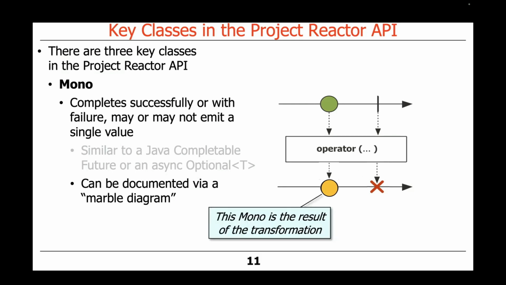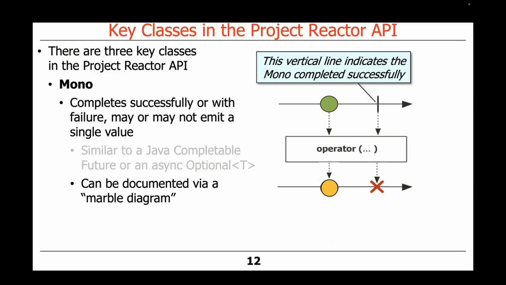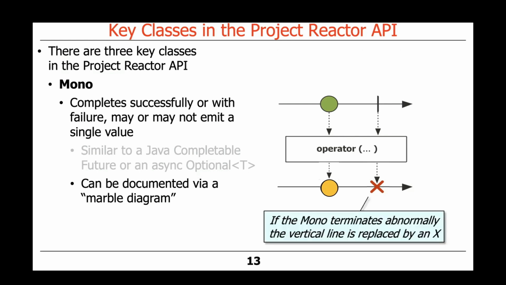And then what we get down at the bottom, the orangish circle, is the result of the transformation that took the green circle and converted it into something else by changing its value. You can even change its type. That's something we'll talk about later. If everything goes well, then the vertical line indicates that the Mono completed successfully, and the transformed value is the new value to be pushed up the stream. And if something goes wrong, then there's an X that indicates that something terminated abnormally.